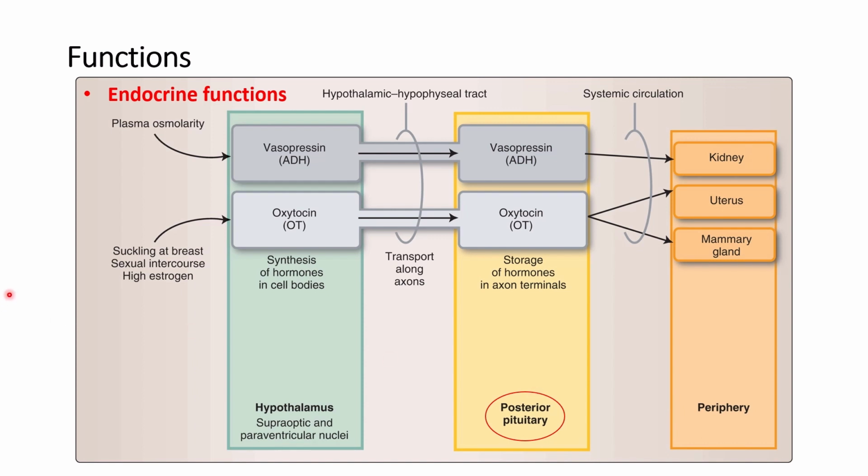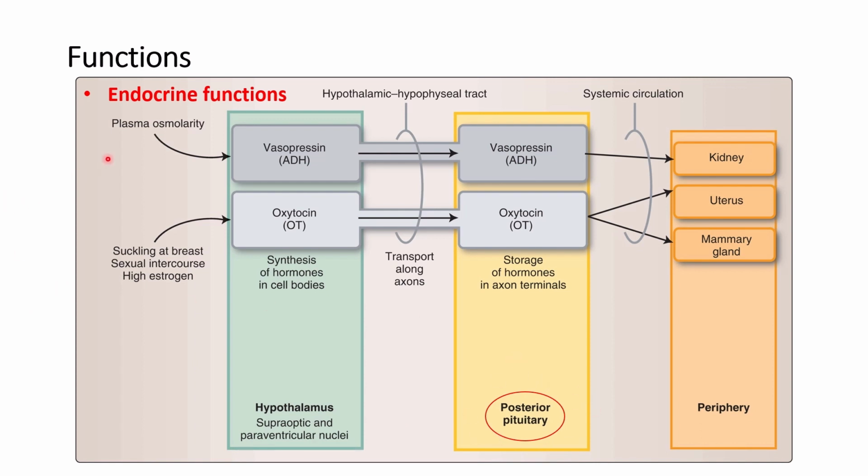So this is the endocrine function of the hypothalamus. Some hormones are made in the hypothalamus, and then those hormones affect the hormones in the pituitary gland, or some hormones are made in the hypothalamus and then they are stored in the pituitary gland. So here we are talking about the posterior pituitary gland.